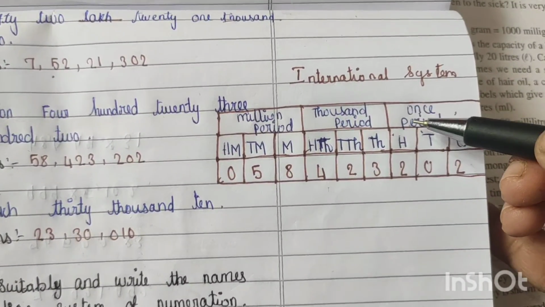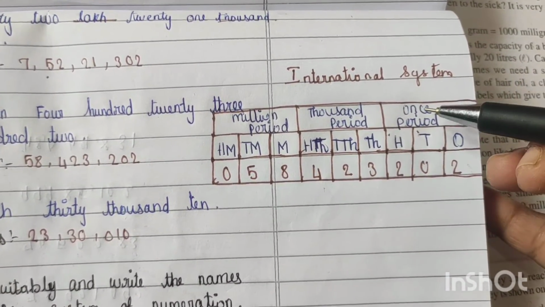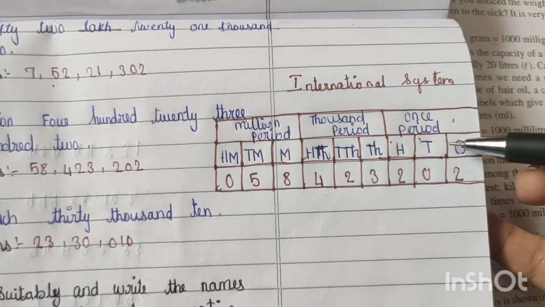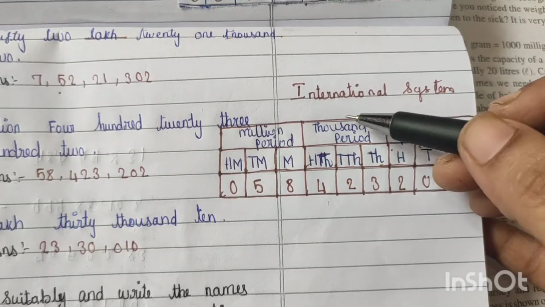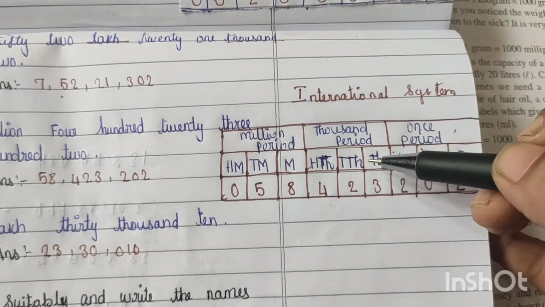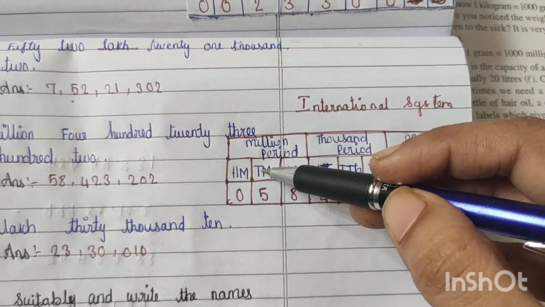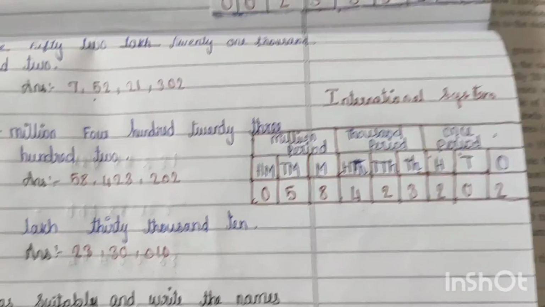International system of numeration place value chart is ones period, thousands period and million period. Ones period, ones, tens, hundreds. Thousands period, 1,000, 10,000, 100,000. Million period, million, 10 million and 100 million.